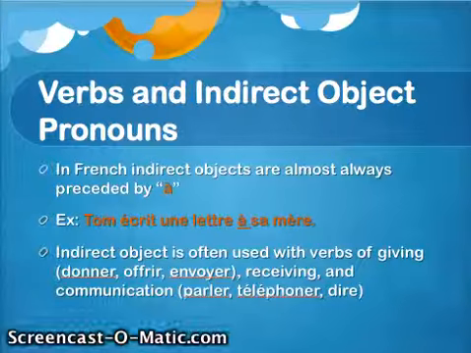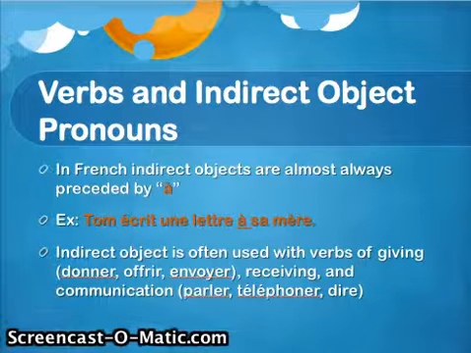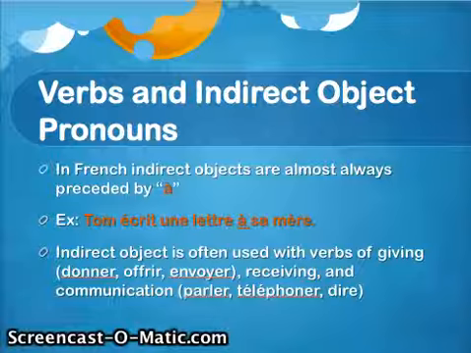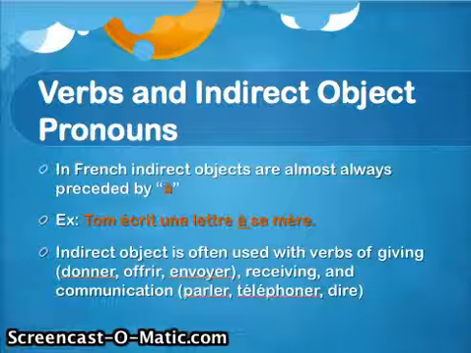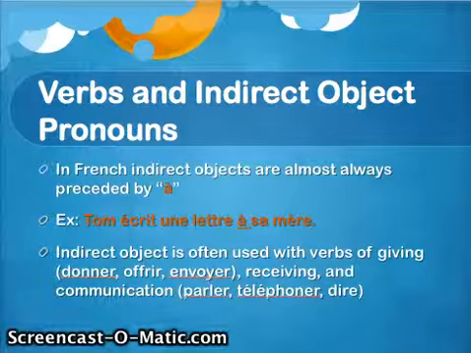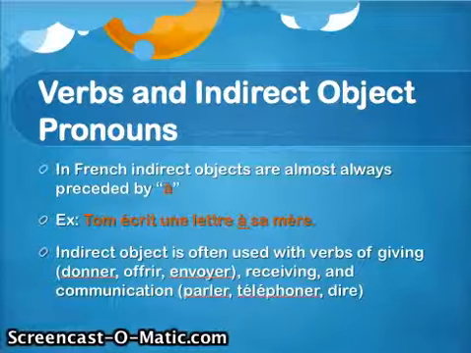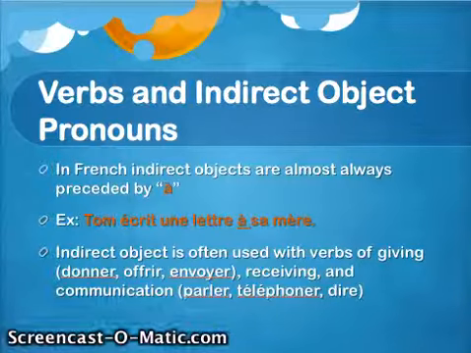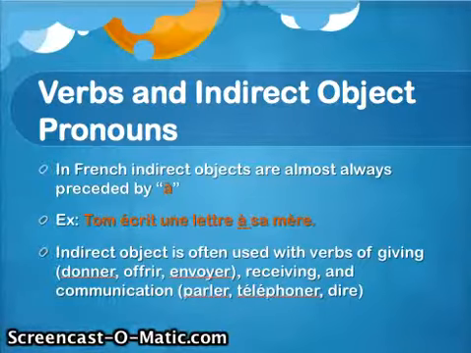Okay? As an example, Tom écrit une lettre à sa mère. Tom is the subject, écrit is the verb, une lettre is the direct object, because you can ask yourself the question, Tom écrit quoi? Il écrit une lettre. Une lettre is the direct object. To whom, for whom, pour qui? Ou bien à qui? À sa mère. Sa mère, the mother, is the recipient of that letter. Therefore, she is the indirect object.